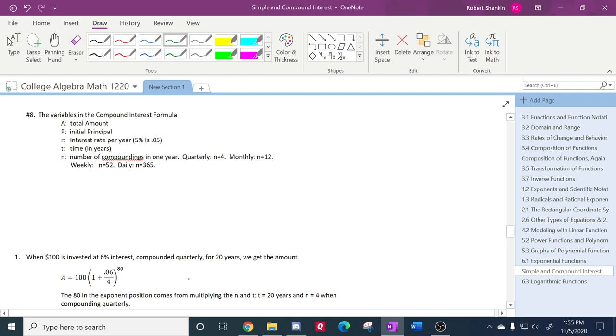Start with A equals. Instead of 100, choose one of these letters. And then put the left parentheses. Then put 1 plus instead of the 0.06, choose a letter, and so on. Do that so that you get a compound interest formula. So, I'm going to give you a minute to work on that individually.